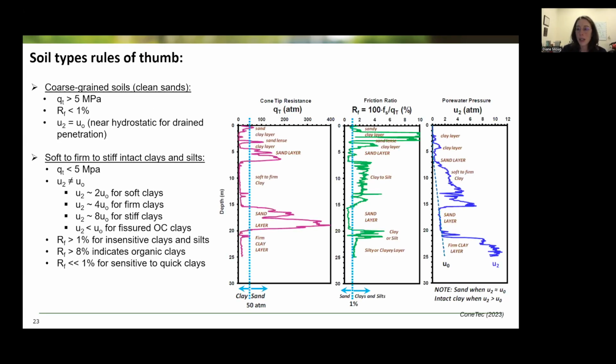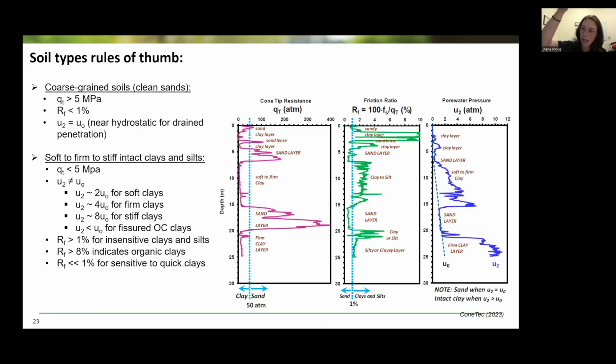So when we think about the stratigraphy from the cone, there's some rules of thumb. If we're pushing through a clean sand, the cone tip resistance tends to be high. It's harder to push through sands than through clays. So the cone tip resistance reflects that through a tip resistance of greater than 5 MPa. The friction ratio plotted here is typically less than 1% for sands, meaning that friction relative to the cone tip resistance is lower for sands.